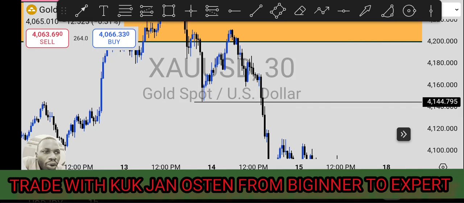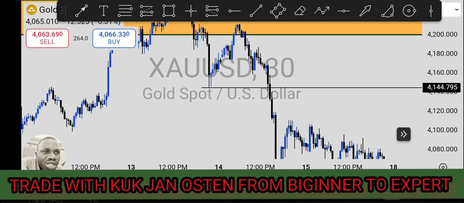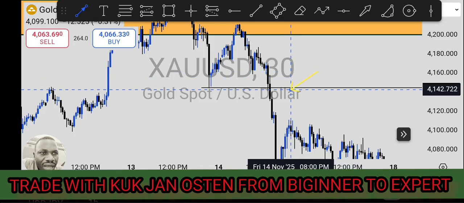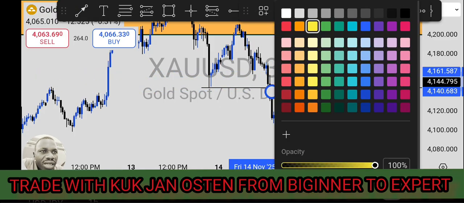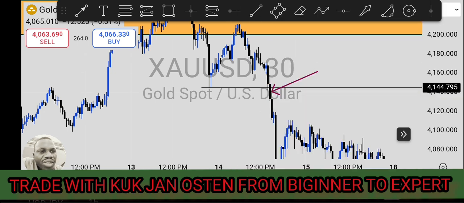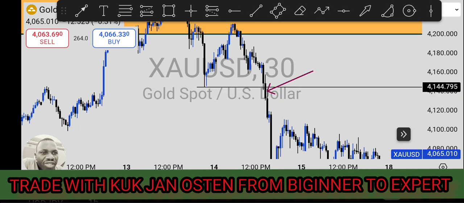So we only wait for the strong breakout. The strong breakout was this candle which broke here. So we can see at this point, this was a strong breakout. At this point we can see it very clear. So there was a breakout and retest.